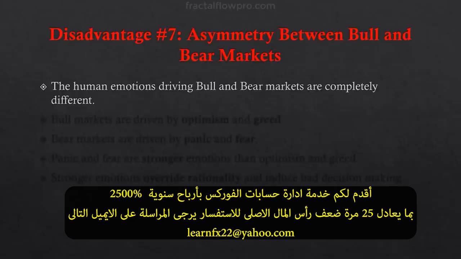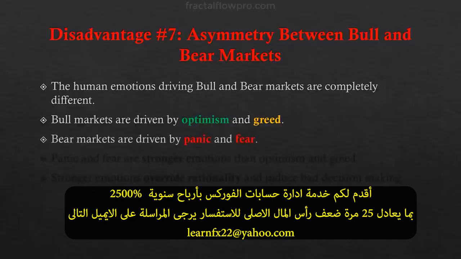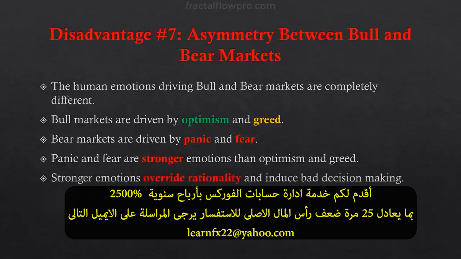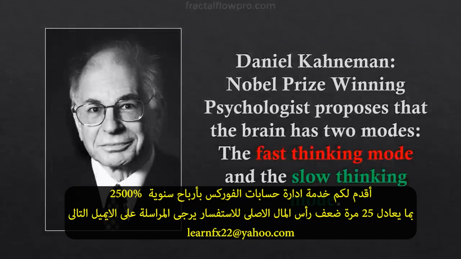In a bull market, you encounter emotions like optimism about how much further stocks will rise and greed in the final stages of excessive speculation. In a bear market, you will find emotions like fear and panic in the more volatile phases. The issue is that fear and panic are stronger emotions than optimism and greed. Because panic and fear are stronger emotions, they trigger more irrational behaviors in traders and investors simply because strong emotions override rationality.